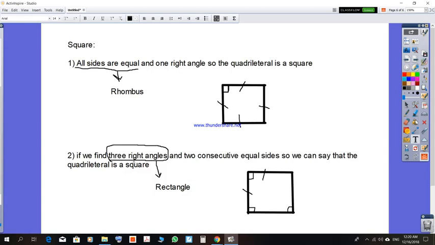Okay, if we find three right angles, we cannot say that the quadrilateral is a square. We say that the quadrilateral is a rectangle. And then if we find also two consecutive equal sides, or two adjacent sides equal, then we can say that the quadrilateral is a square.